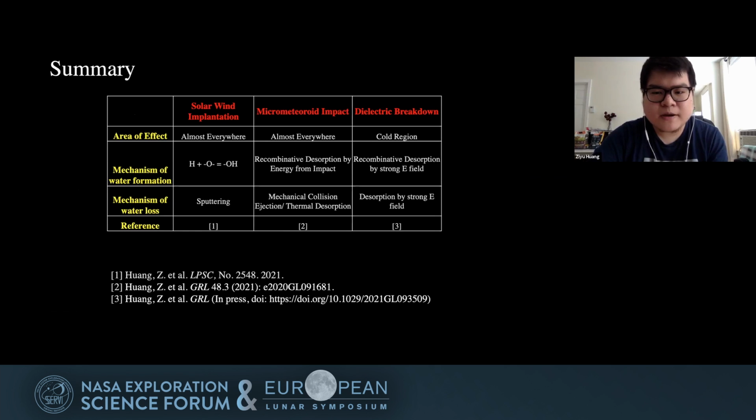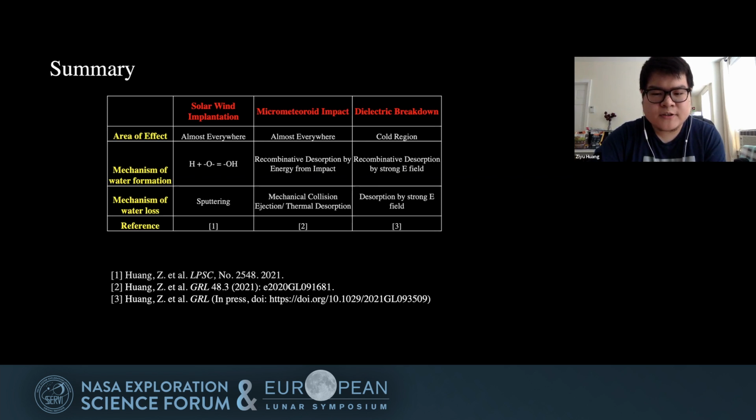The implantation and micrometeoroid impacts are almost everywhere, but there are different conditions, like the solar wind velocity and implantation angle. Whereas dielectric breakdown occurs mostly in colder regions. And currently, we can conclude that within PSRs, the combination of implantation and micrometeoroid impact can continuously accumulate water molecules and garden them into a deeper depth.